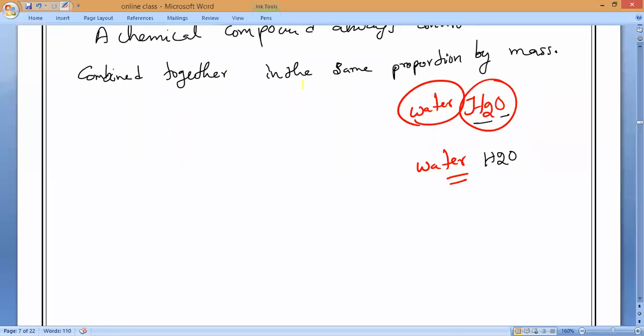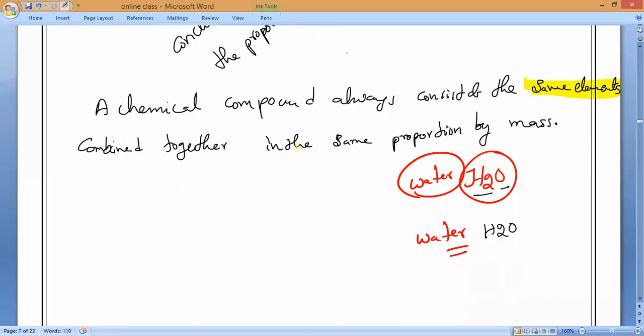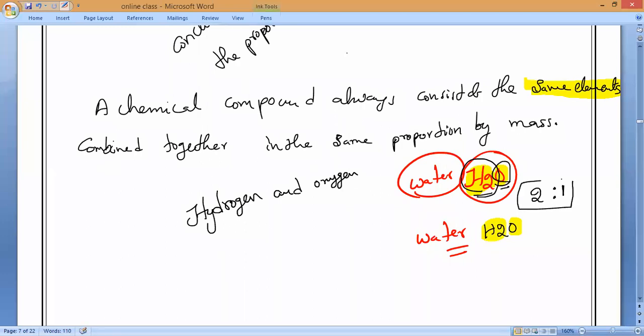A chemical compound always consists of the same elements. If I take any compound, for example, as I told you, water, from Tamil Nadu, Andhra, Delhi, wherever, it always has the same elements. What elements are present in water? Water always contains hydrogen and oxygen, and their mass percentage, always the ratio, also remains the same. What is the hydrogen? 2 hydrogens. And the oxygen? 1 oxygen. The ratio of atoms is also the same, but they are asking about proportion by mass.